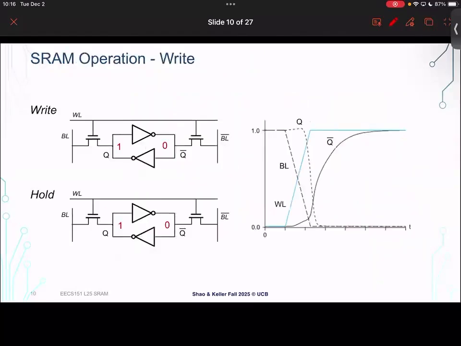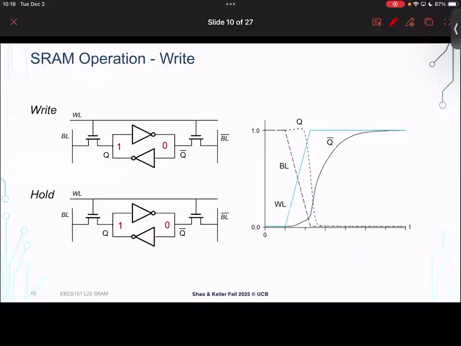Okay, so let's think about how to read and write this thing. We've returned to the much less scary looking diagram with the cross-coupled inverters for this analysis. Hopefully, in your mind, you will start to feel fluent at moving back and forth between the diagram with six transistors and this diagram here, because they're exactly the same.